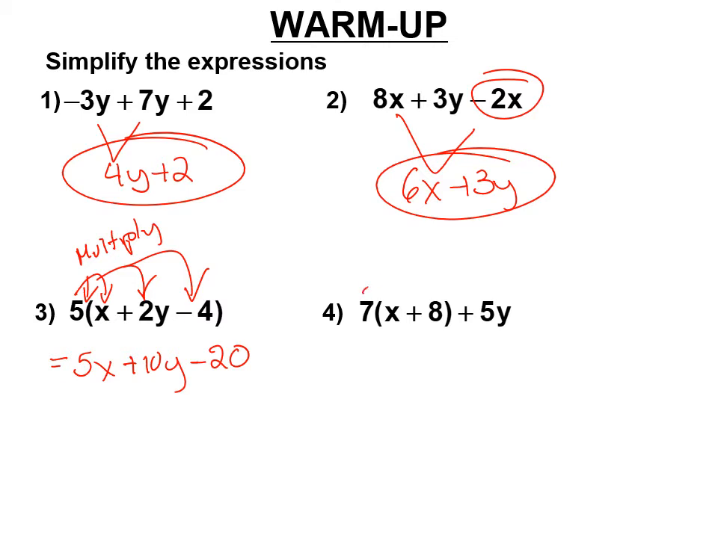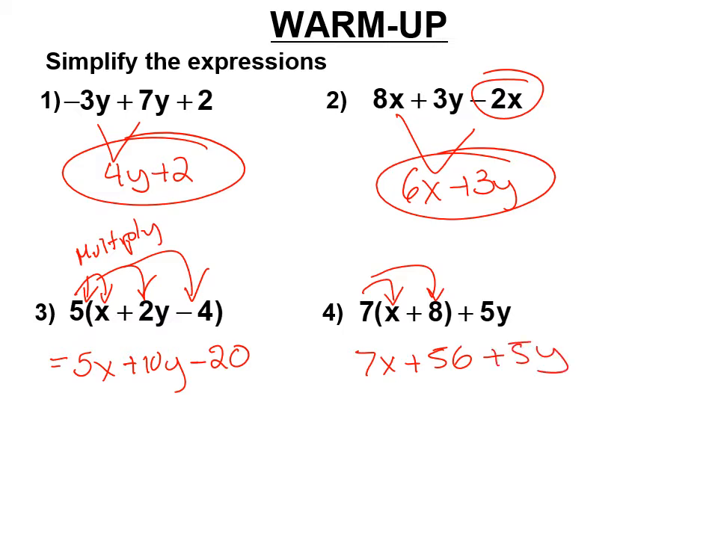Now here, you distribute the 7 to the things inside the parentheses. You don't multiply 5y times 7. So we do 7 times x is 7x. There's positive 8, so 7 times 8 is positive, or plus, 56, and that's our expression.